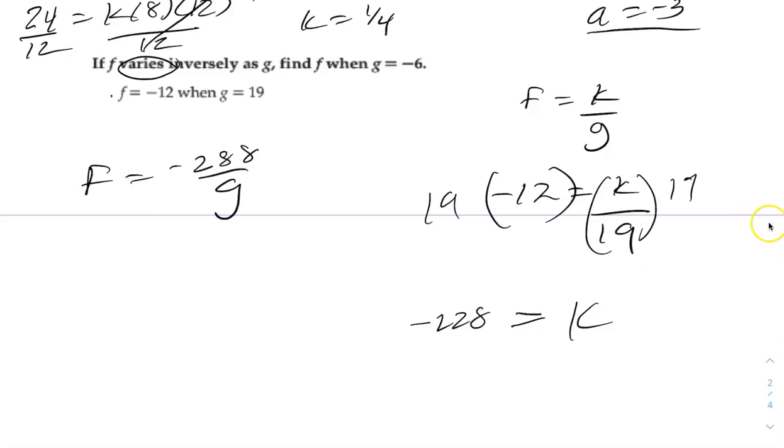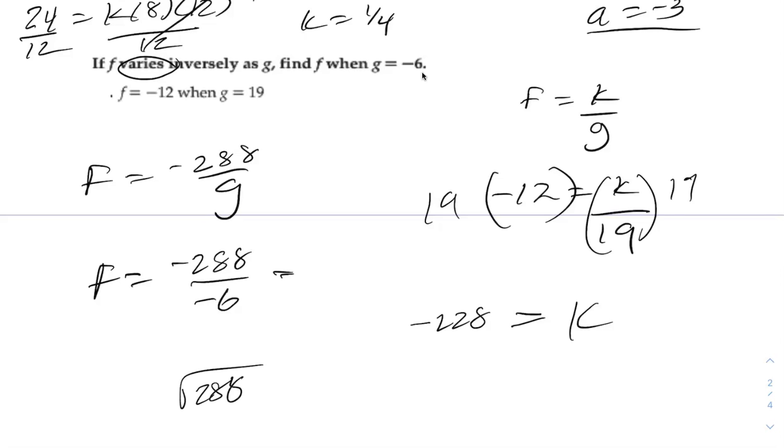Now what they want us to find? Find f when g is negative 6. Plug in negative 6. So let's see. I'll do this real quick. That goes in there 4 times. So 24 and 48, that's 8. So positive 38, the negatives cancel out. And there you go. You're done.